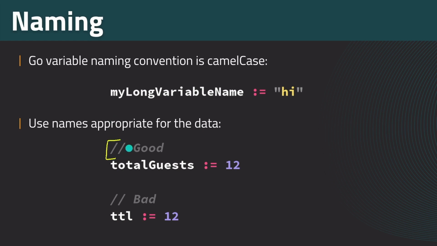Also, these are code comments. So double slashes is a code comment, which are ignored by the compiler and just allow you to leave notes for yourself and other developers.